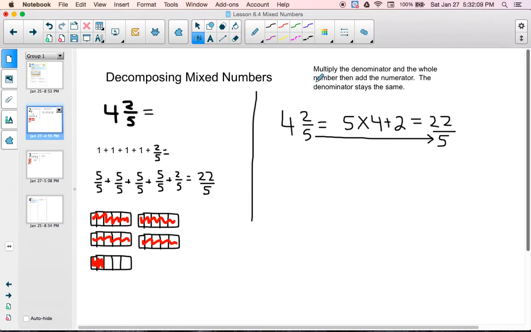But you can also take 4 and 2/5 and change it into a fraction greater than 1 by, I guess, kind of a shortcut method. You multiply the denominator times the whole number and add the numerator. So 5 times 4 is 20, plus 2 is 22, and then you keep the denominator the same. So I changed the mixed number into a fraction greater than 1. Okay? Now, that's how you decompose mixed numbers.